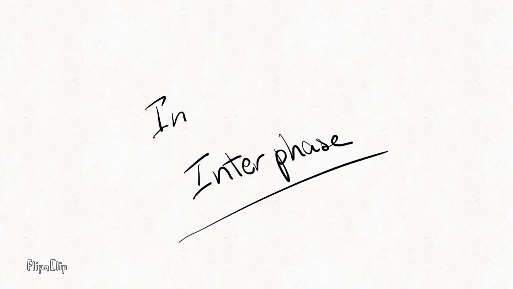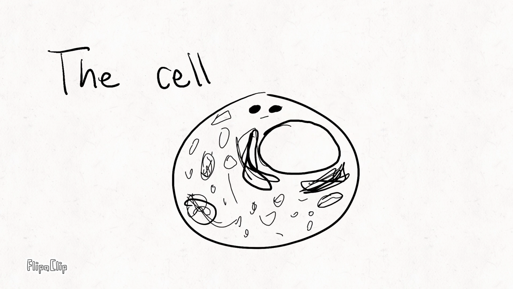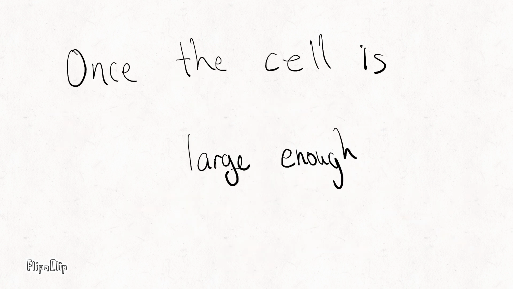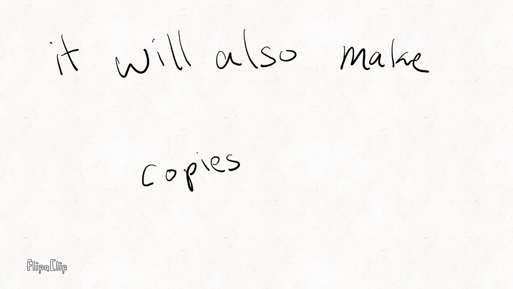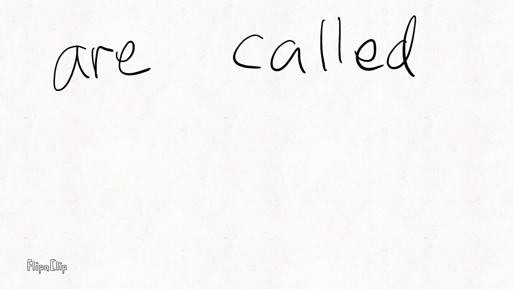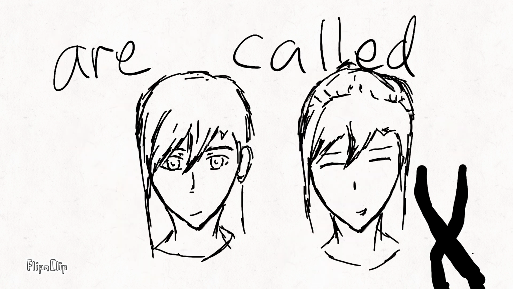First, there is interphase. In interphase, the cell makes copies of each organelle in the cytoplasm. Once the cell is large enough, it will also make a copy of its chromosomes. The chromosomes and its copy are called sister chromatids.